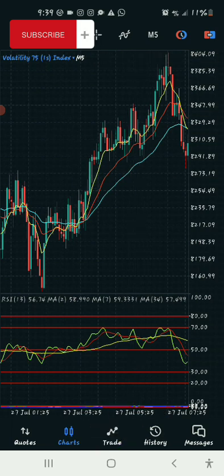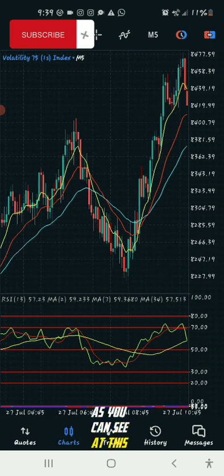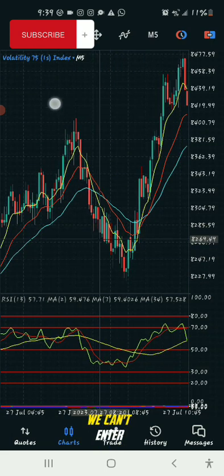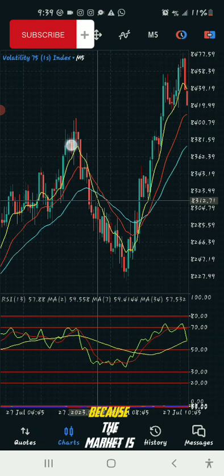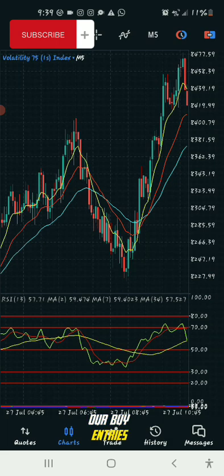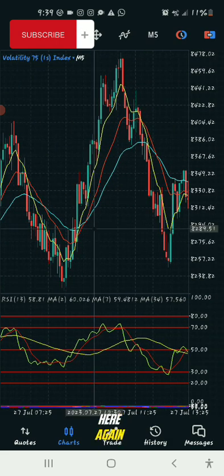So yeah, as you can see at this region, we can't enter here. Why did I say we can't enter here? Because the market is on an uptrend. The higher time frame is on an uptrend, and we have to follow the trend. So we can't sell. So we'll be looking for our what? Our buy entries.